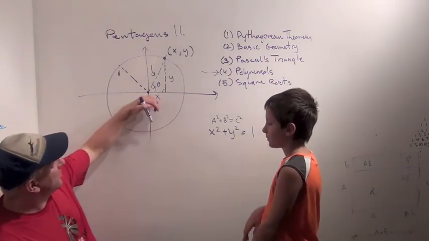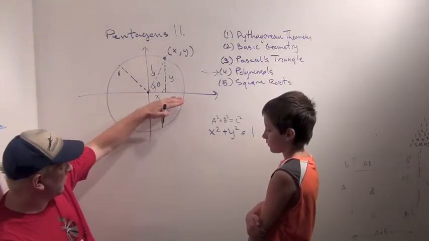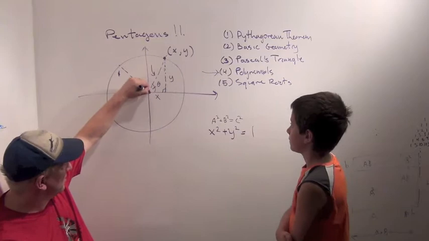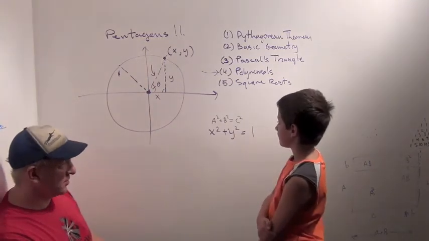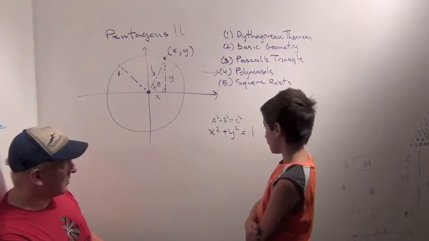So we just learned that a circle with radius 1 that has its center here at 0, 0 has the equation x squared plus y squared equals 1. That's pretty neat, right? Yes.